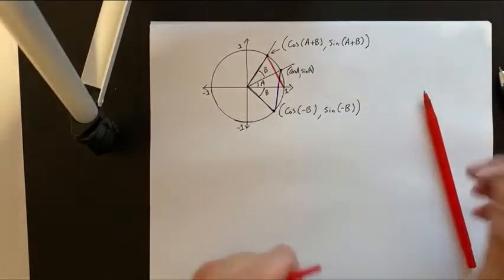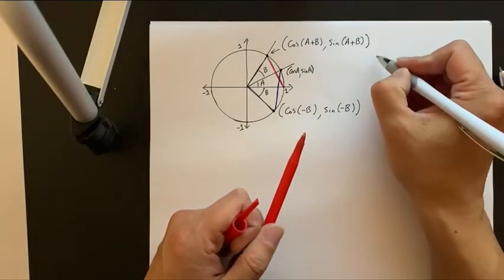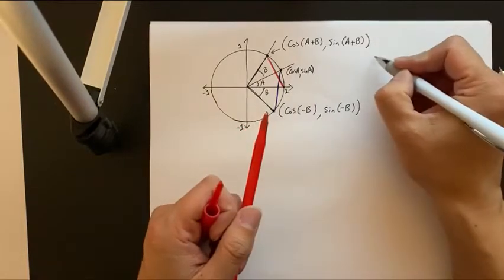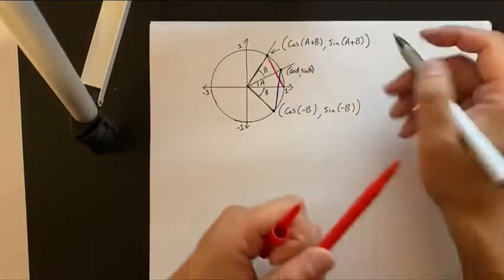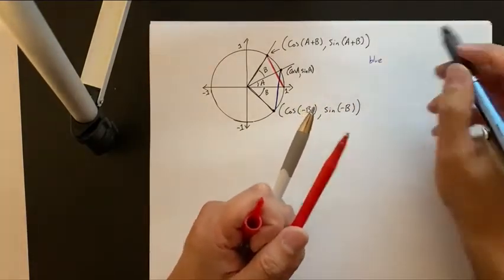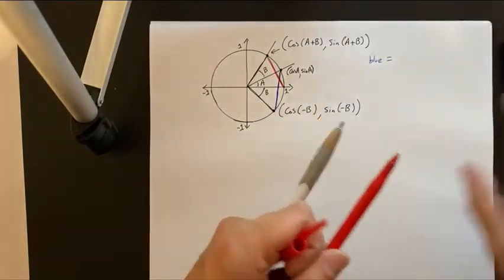All right, so these two lines are the same length. So this red line is equal to the blue line. So blue is equal to the red line.